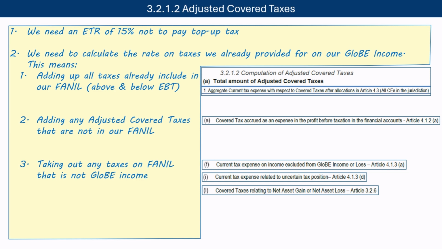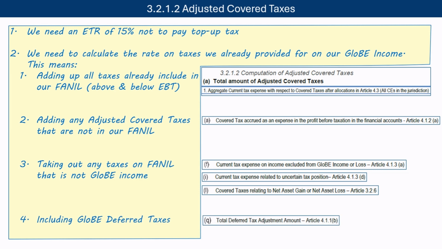You take the tax when it's due. And you also need to take out the taxes relating to net asset gains and losses. So all the gains and losses that you get the participation exemption for. And then finally, you also need to include all your deferred taxes, right? So you take your deferred tax amount, and that will give you your total adjusted covered taxes. We need to make some further adjustments on this final amount, because it says here, after allocation in Article 4.3, for all constituent entities and jurisdiction.